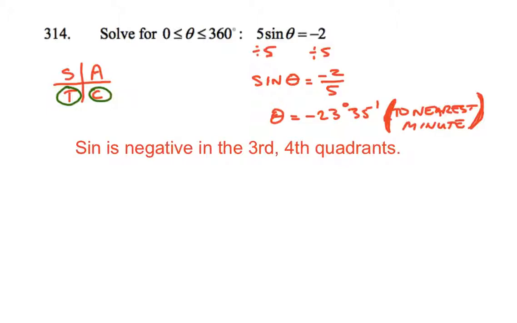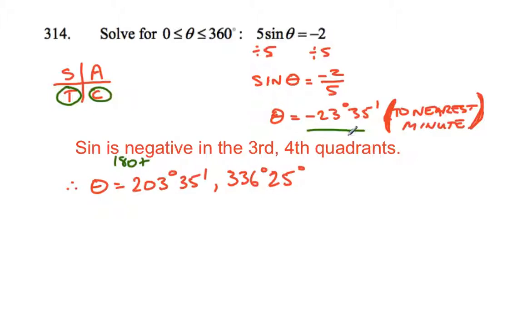So we need the equivalent of minus 23 degrees 35 minutes in the third and the fourth quadrants there. We'll have 180 plus 23 degrees 35 minutes and 360 degrees minus 23 degrees 35 minutes. That's how we create equivalent angles in the third and fourth quadrants. So that was 180 plus this angle up here, and this is 360 degrees minus this angle up here. That's how we created the equivalents in those two quadrants.